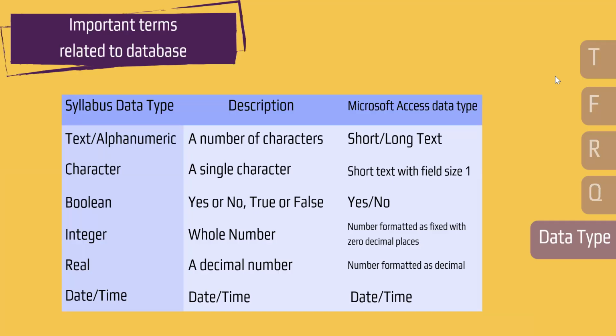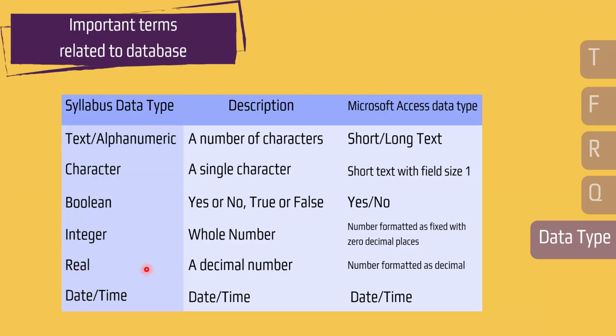So instead of writing the full word yellow, we are using only Y. Probably for green, we're only using G. That's a very short character through which we can understand what the thing is all about. For examination, obviously, we need to write these labels for data types: text or alphanumeric, character, boolean, integer, real, and date and time.